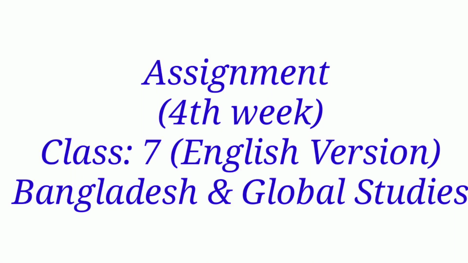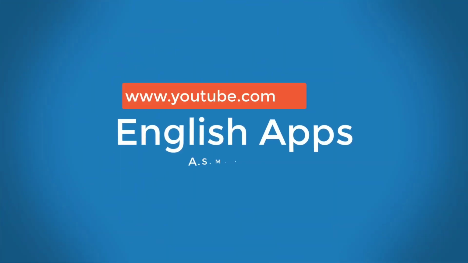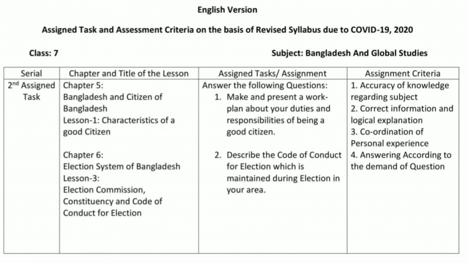Today we will discuss the solution of the Bangladesh and Global Studies assignment of class 7, 4th week, English version. Firstly, we will discuss the syllabus of our assignment. You can see on the screen that you have been given an assignment on chapter 5 and chapter 6.